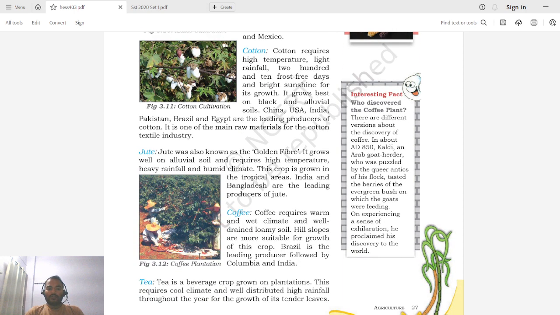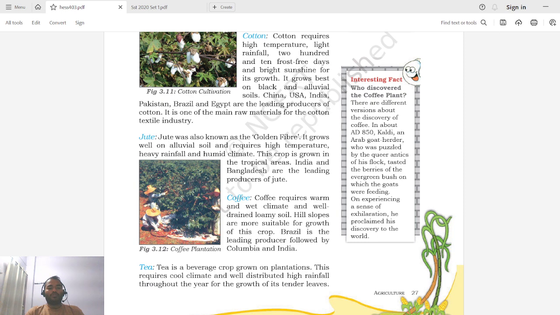So next comes jute. Jute, as we have seen, is also a fiber crop. Jute is known as golden fiber. Why? Because its color is something like golden, not very like gold, but similar to this.